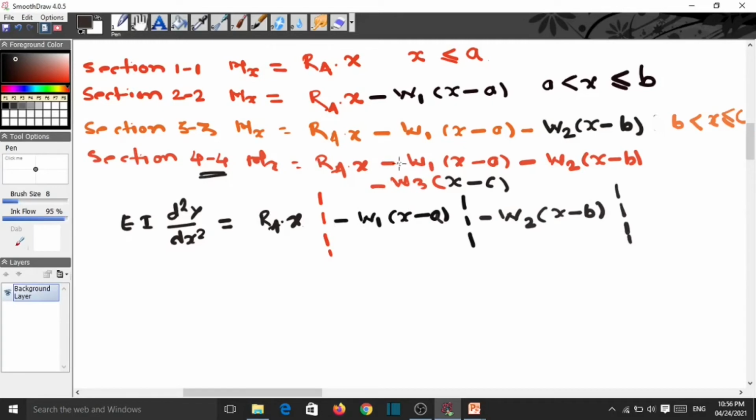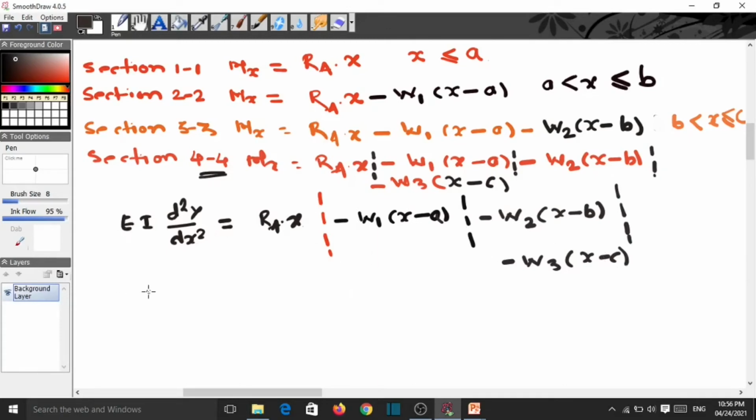If you look at this total equation, this is section 1, this is section 2, this is section 3, and this last section is 4. Then last is minus W3 into X minus C. So in this way we have written the bending moment equation, section by section.